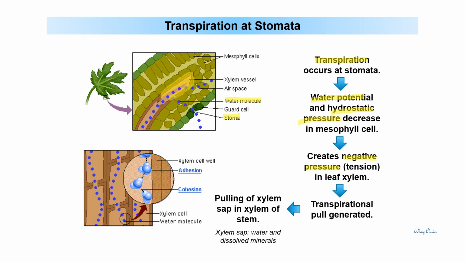And water molecules will move from the high water potential to low water potential, which means from the xylem vessels of xylem tissue into the mesophyll cells and be lost as water vapor through the stomata. This is the transpirational pull. The transpirational pull is a pulling force able to pull the water column in the xylem, which is the xylem sap that contains the water and the dissolved minerals.